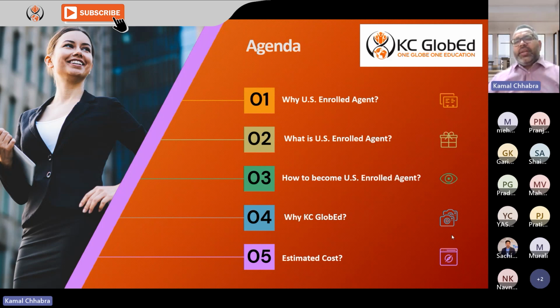Once you understand these, the third question might come to your mind: how can I become a US taxation expert or a US Enrolled Agent? That means whether I am eligible to do this course or not. If I am eligible, where do I take admission? How do I study? When do I sit for the exam? After the examination, how do I get the certificate? Am I eligible to take the license or not? We'll cover all these questions in the third agenda item, how to become a US Enrolled Agent.